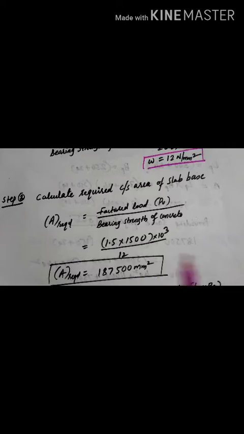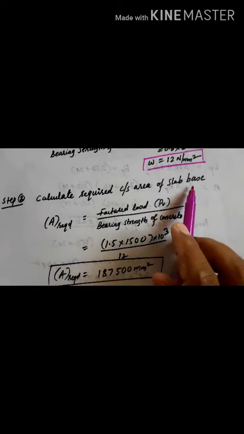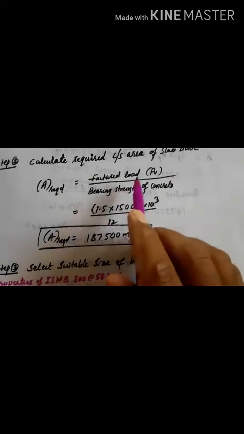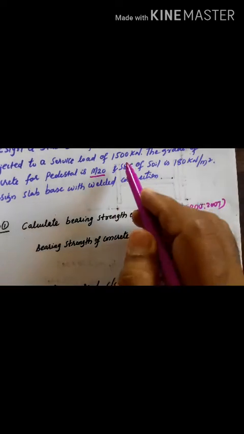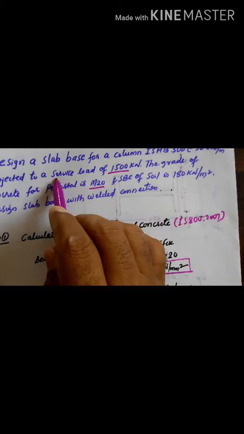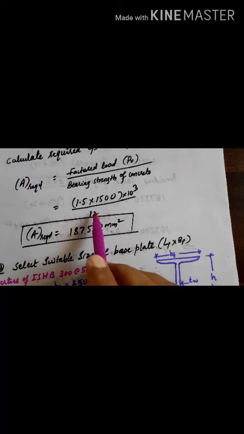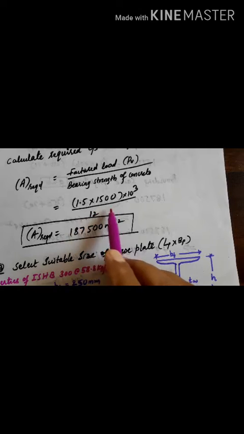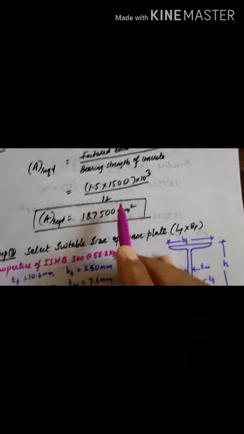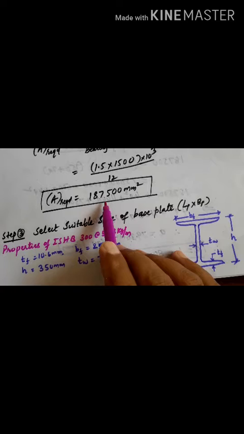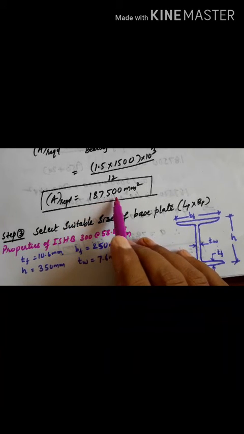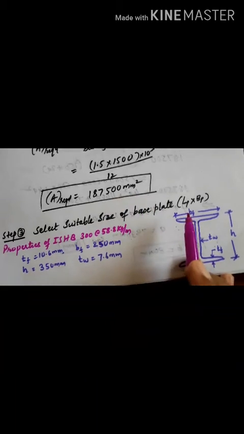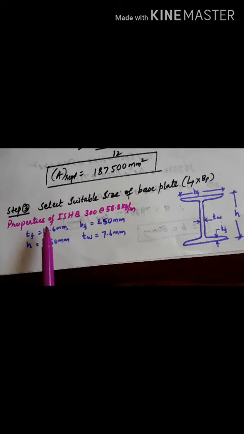Then the next step is to calculate the required cross sectional area of the slab. So the area required will be the factored load divided by the bearing strength of the concrete. The load given here is a service load, so you have to make it factored, multiply it by 1.5, then divide by the bearing strength of the concrete. You will get the area required as 1,87,500 millimeter square.